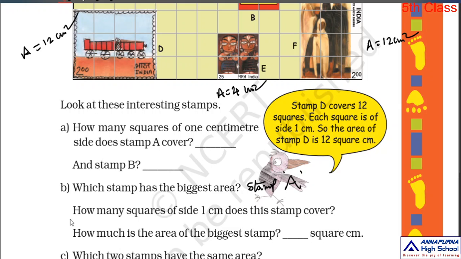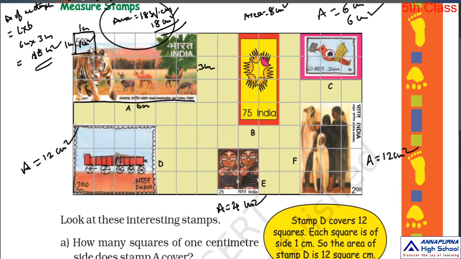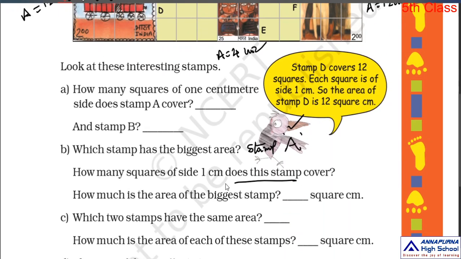Now, second one is, how many squares of side 1 centimeter does this stamp cover? Does this stamp cover means stamp A? Did you understand? You just count the number of squares. 1, 2, 3, 4, 5, 6, 7, 8, 9, 10, 11, 12, 13, 14, 15, 16, 17, 18. Now you tell me how many squares? 18 squares of side 1 centimeter.